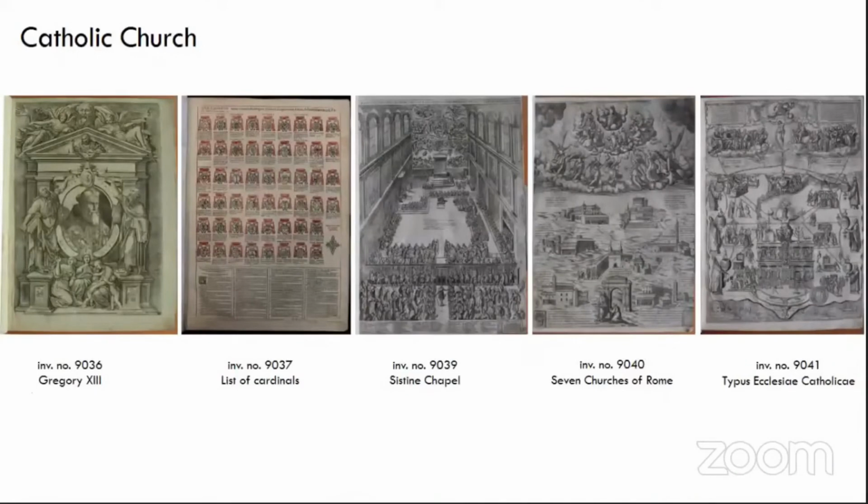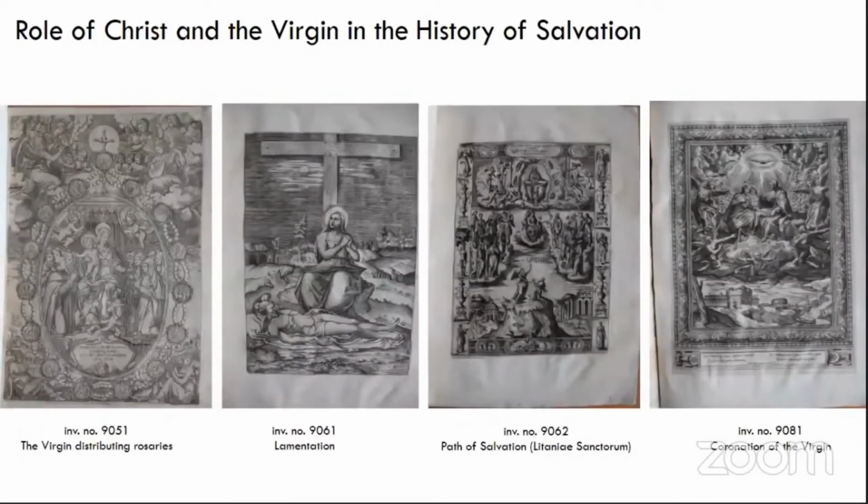Typus Ecclesiae Catholicae as an album opens with depictions of representatives of Christ and the Catholic Church, the Pope, cardinals, and many allegorical depictions, including the most important one, Typus Ecclesiae Catholicae, so the image of Catholic Church, which was used as the album's title. And you can see on the slide a selection from this opening group of the album. This is followed by prints alluding to the role of Christ and the Virgin in the history of salvation. Some of these prints we have already seen.